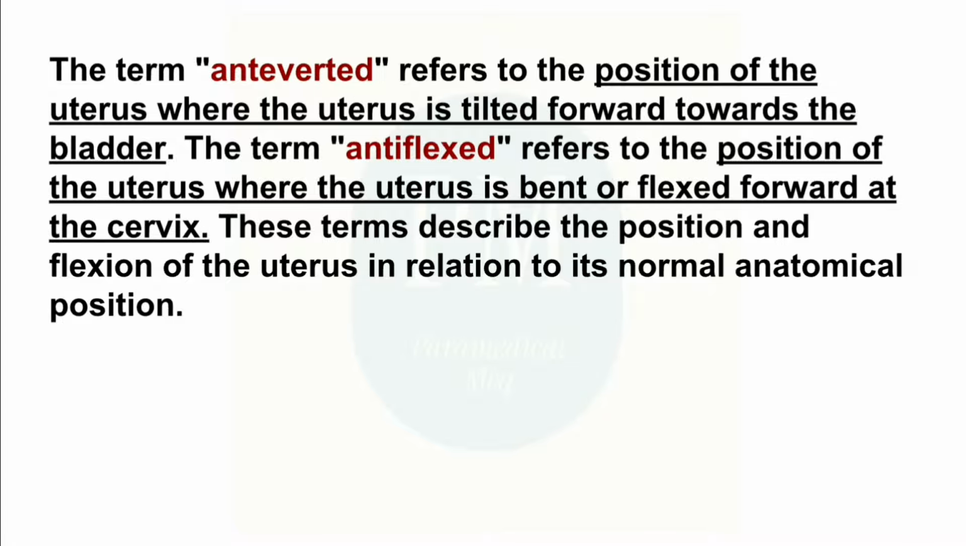The term anteverted refers to the position of the uterus where the uterus is tilted forward toward the bladder. The term antiflexed refers to the position of the uterus where the uterus is bent or flexed forward at the cervix. These terms describe the position and flex of the uterus in relation to its normal anatomical position.